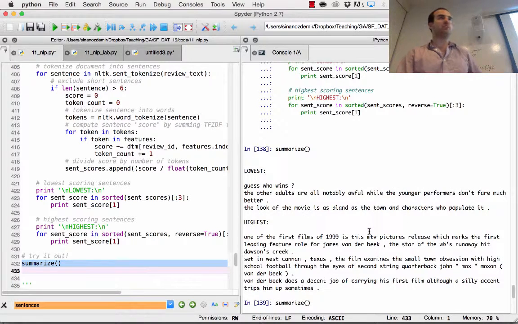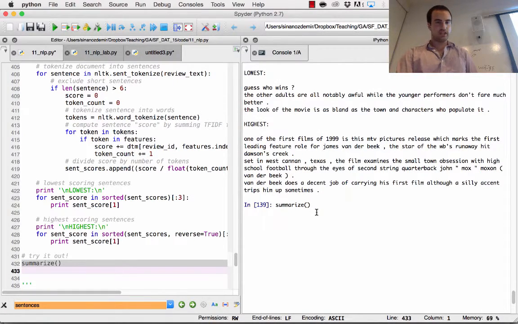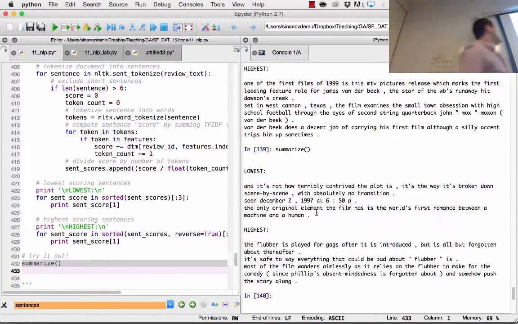And if you keep hitting summarize, it'll do it for a random article each time. So here, flubber is played for gags after it's introduced, but all is forgotten. But afterwards, safe to say that everything can be bad about flubber. Most of the film wanders aimlessly as it relies on the flubber to make for the... So, flubber clearly was an important word, as a word that only appears in this movie review, but not in any other movie review. So it's just picking the sentences with the word flubber because it says, okay, these are the interesting sentences because it has this really unique word flubber in it. Which obviously this is about flubber.